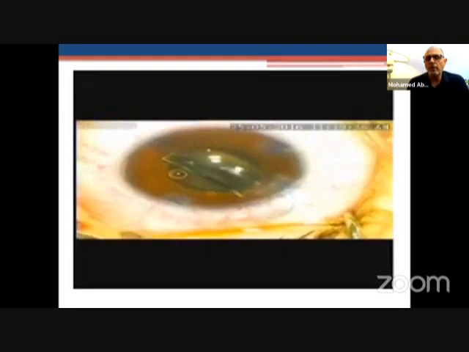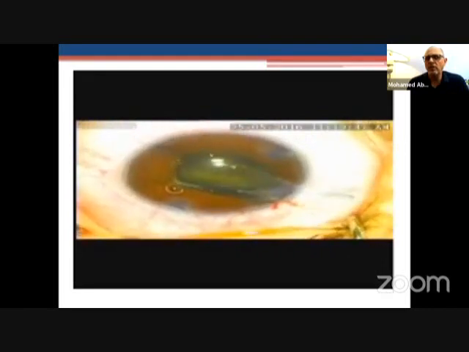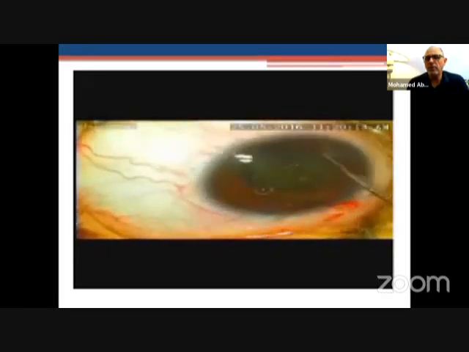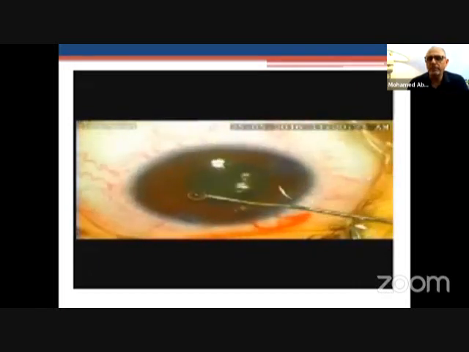Once it's pretty clear, you put the IOL, try to put it first in the anterior chamber, and then very carefully put it between the two leaves of the capsule, the leading haptic. Once you've got the leading haptic right, the trailing haptic is much easier, because it follows the leading haptic.